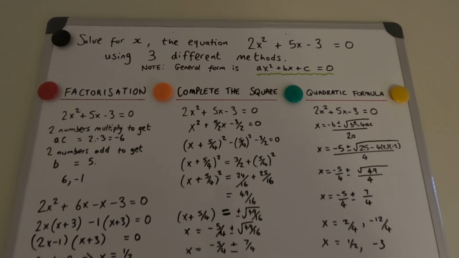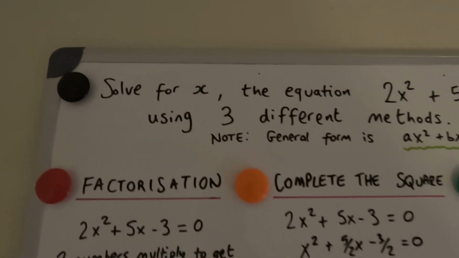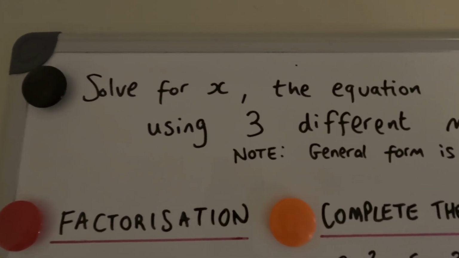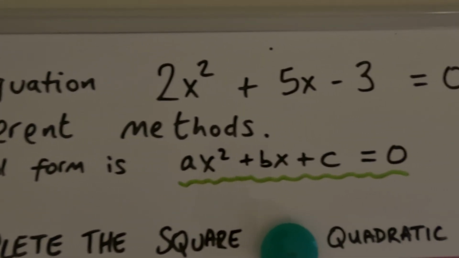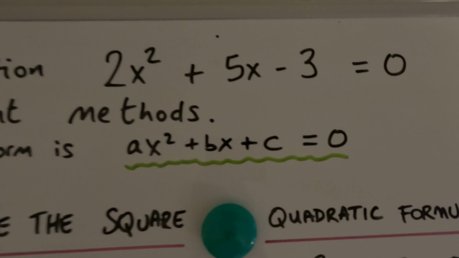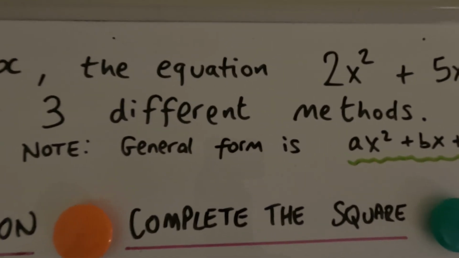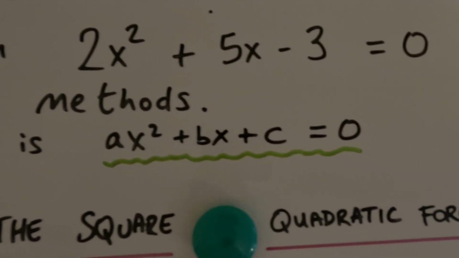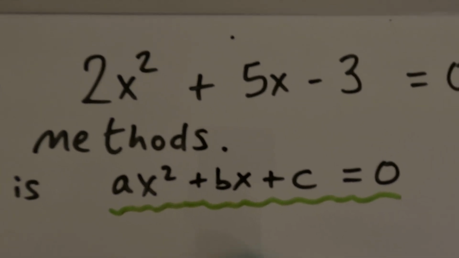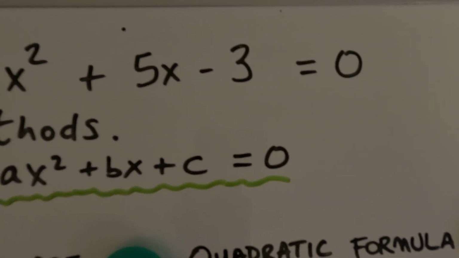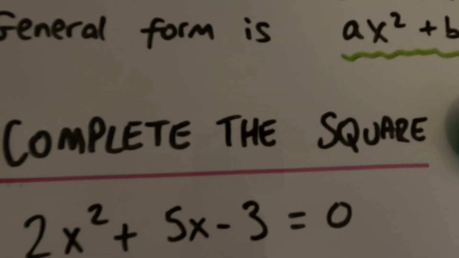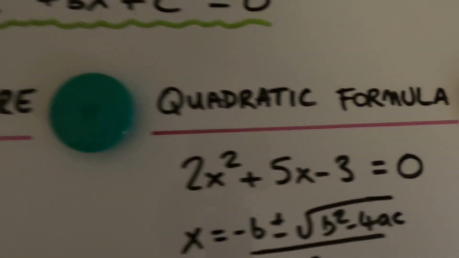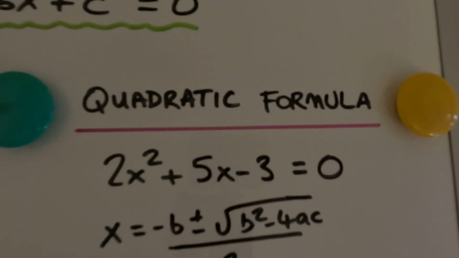Today I'm going to solve a quadratic equation, but I'm going to use three different methods. So I'm going to solve for x the equation 2x squared plus 5x minus 3 equals 0. And the general form is ax squared plus bx plus c equals 0. So here a is 2, b is 5 and c is minus 3. And the three methods I'm going to use are factorization, complete the square, and the quadratic formula.